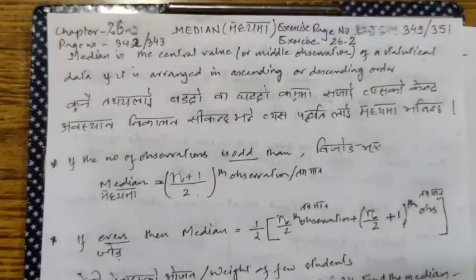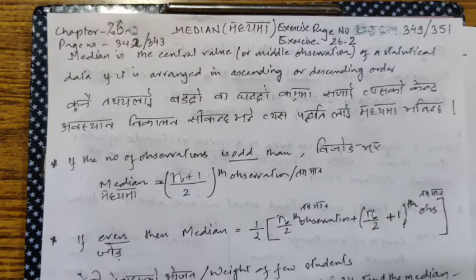Okay. So let's get the definition of median first. What is median? Median is the central value or middle observation of statistical data if arranged in ascending or descending order. Let's imagine our raw data is given to you. Arrange the raw data in ascending or descending order, and depending on what is the central value, that will be the median. So it's the central value when you arrange it in ascending or descending order.